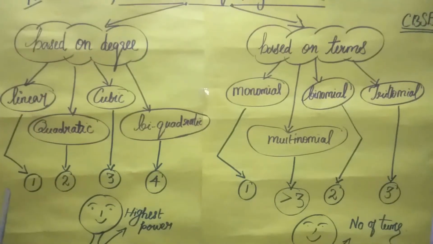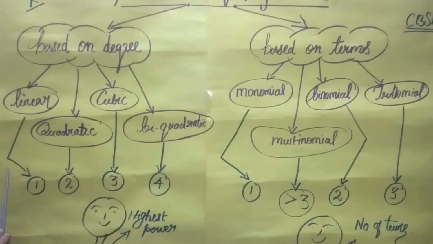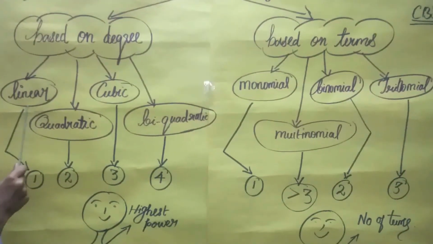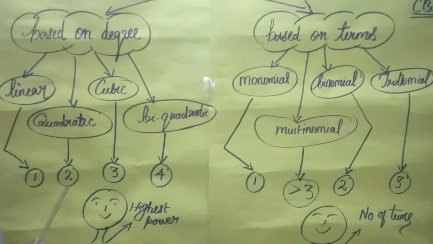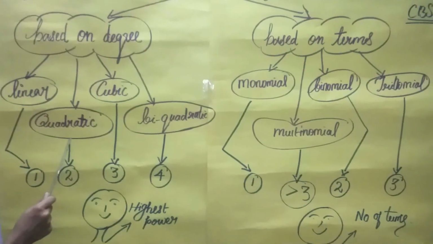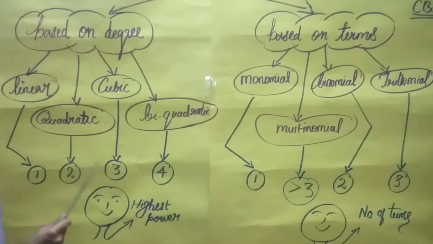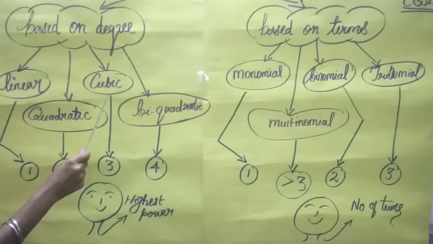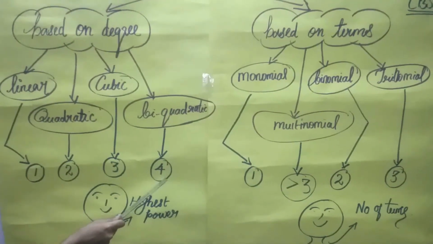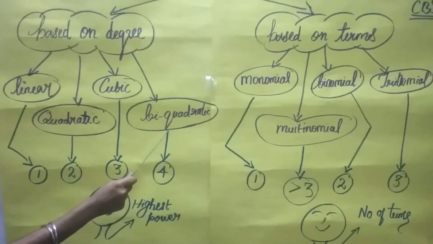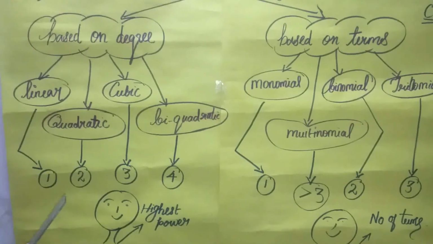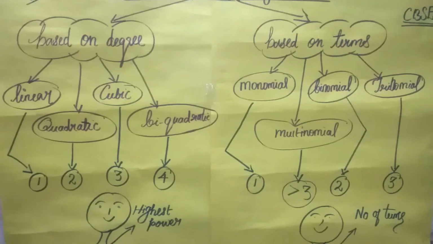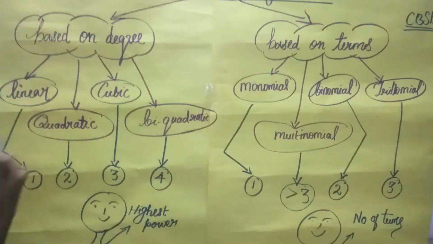If the highest power in the equation is 1, that equation is called linear. If the highest power is 2, it is called quadratic. If the highest power is 3, it is called cubic. If the highest power is 4, it is called biquadratic. If it is more than that, we can simply call it a polynomial. So this is the naming of equations based on degree.